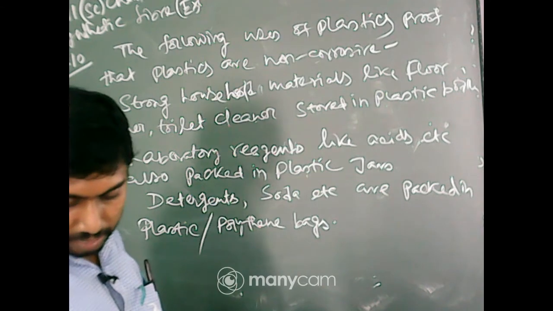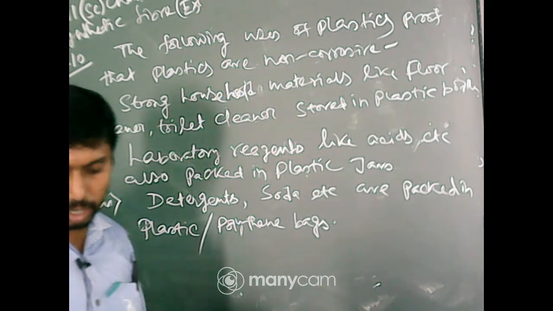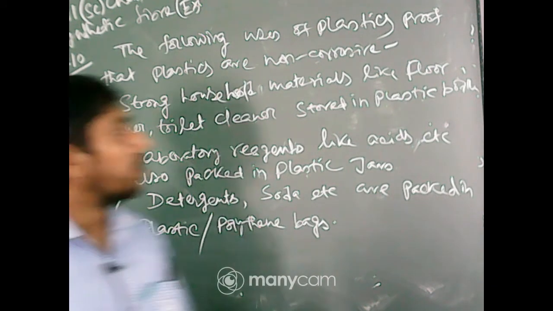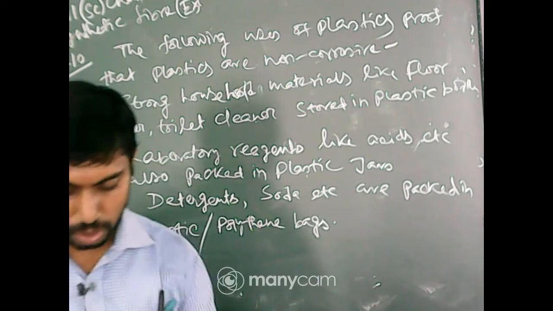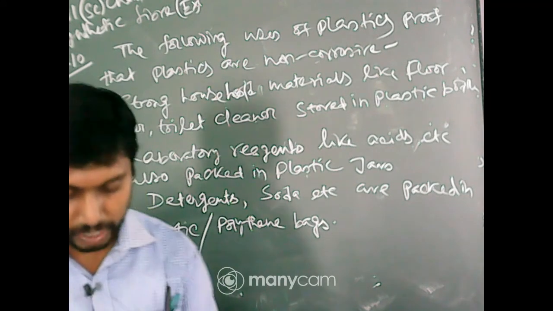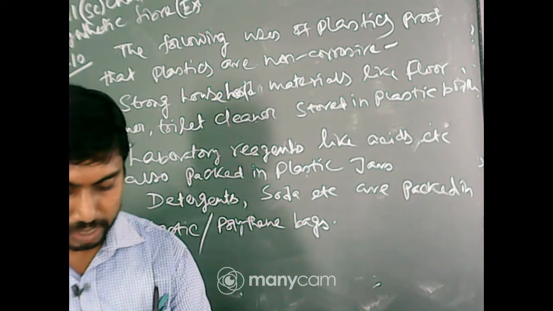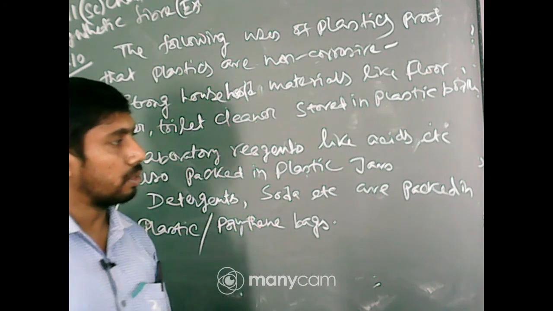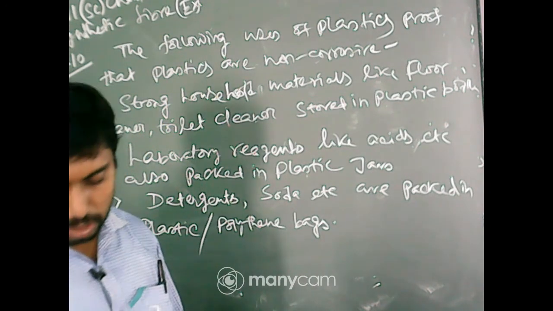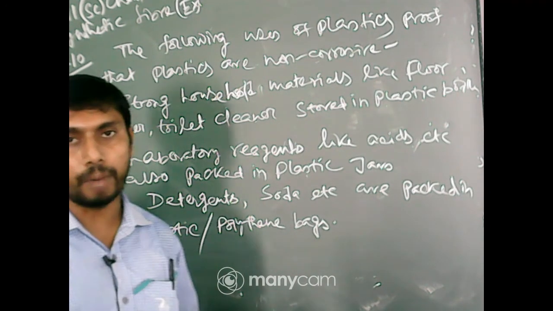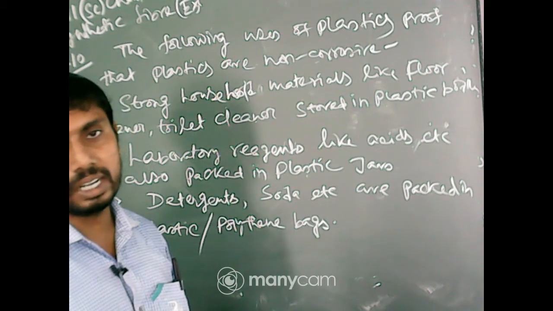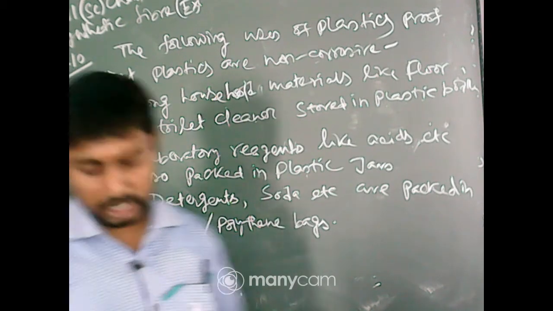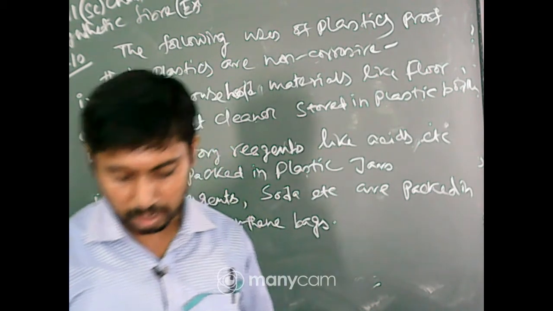Question number 11: Should the handle and the bristle of a toothbrush be made of the same material? Is it correct? It is not correct. The handle is made of hard plastic and the bristle is made of soft nylon. So the statement is not true, and you explain your answer.